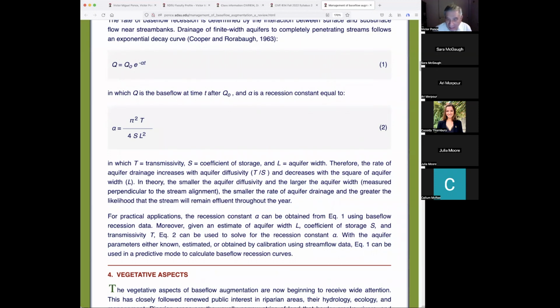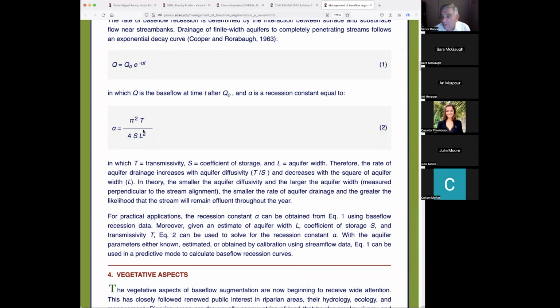And L is the aquifer width. Therefore, the rate of aquifer drainage increases with aquifer diffusivity. Okay, so what's aquifer diffusivity? It's T over S. That's called aquifer diffusivity. It is not a term that is very much used in practice. A lot of people just say T is this and S is this.